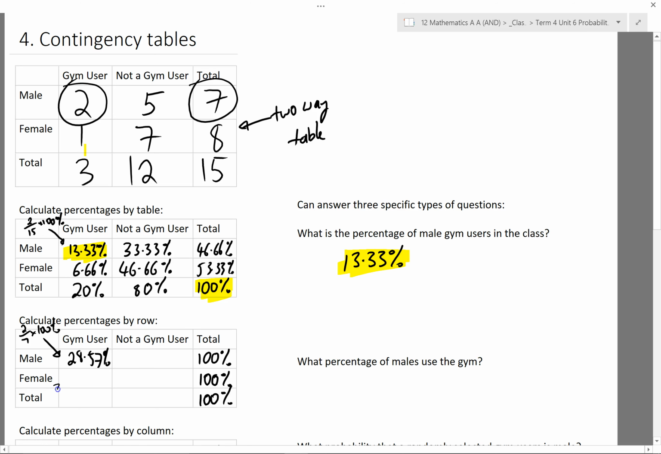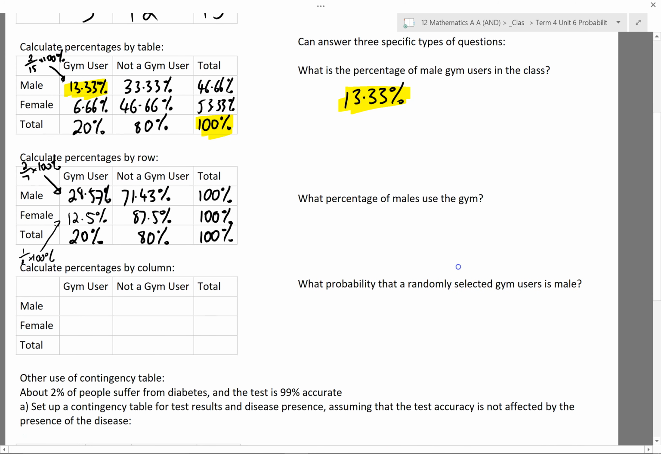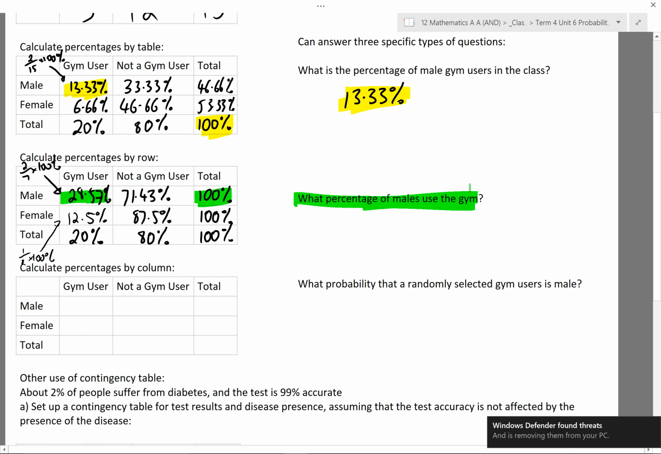And in the next row, for females, it'll be 1 female gym user divided by 8. And I'll do that looking horizontally through the table at all times, and be able to fill in my table like that. And now that I have it in percentages per row, I can answer this sort of question like, what percentage of males use the gym? And I can just read off the answer directly. So of all the 100% males, 28.5% of those use the gym. So I can just read off the answer there.